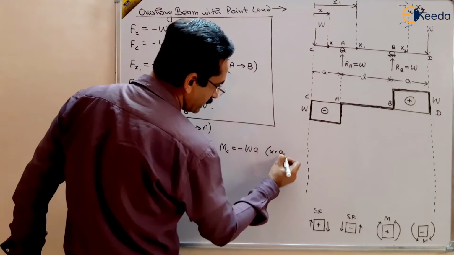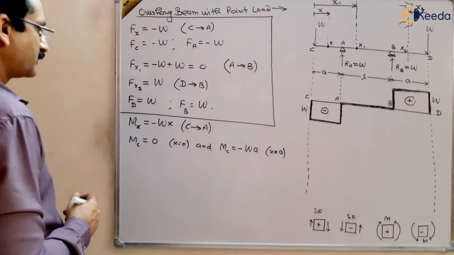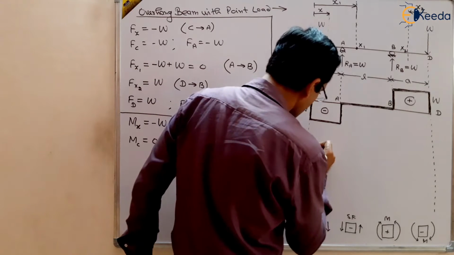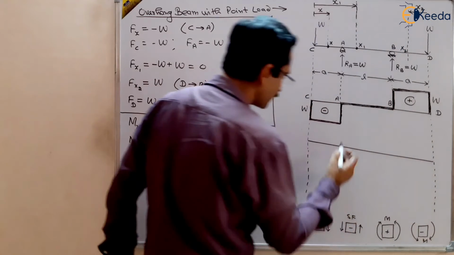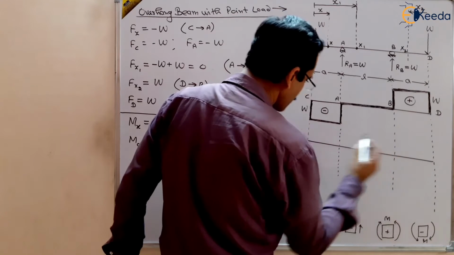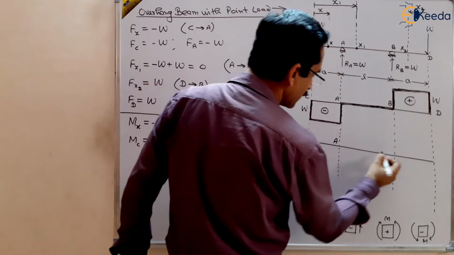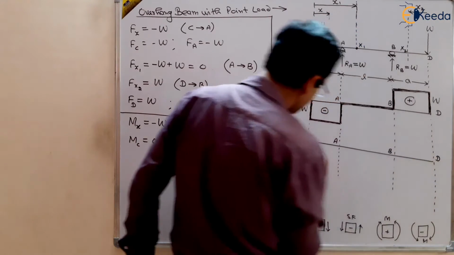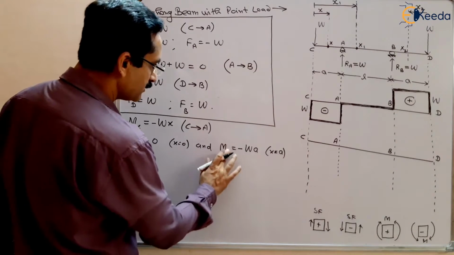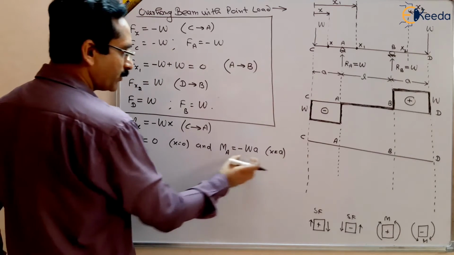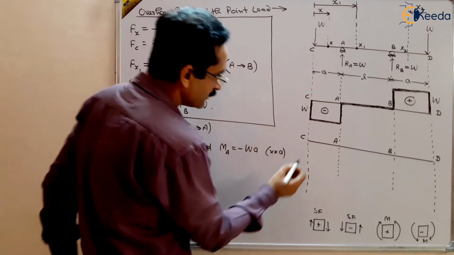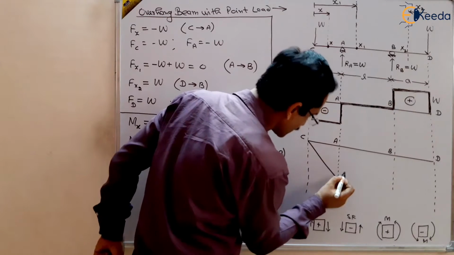Because x is equal to a. So this is the equation for C to A, right? So if we draw here the bending moment between C to A, you will get it like this. This is C to A, and then B, and then D. At C the bending moment is 0, at A the bending moment is minus WA. It is negative, from 0 to minus WA, and the variation is linear. So this will be the curve like this, right?